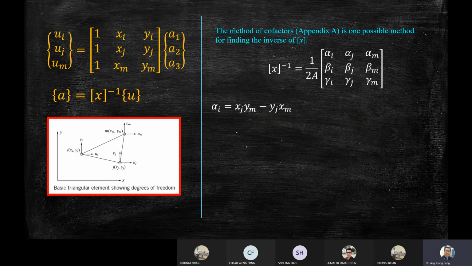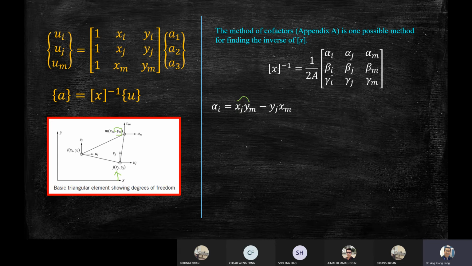All these are standard. What is alpha i? Alpha i equals xj ym minus yi xm. So what is xj? You refer to this diagram. xj means point j, x coordinate is one. What is ym? It is the m point, y coordinate, this one. You take x times this coordinate, and then minus yj xm, and so on. Any question on this simple equation?